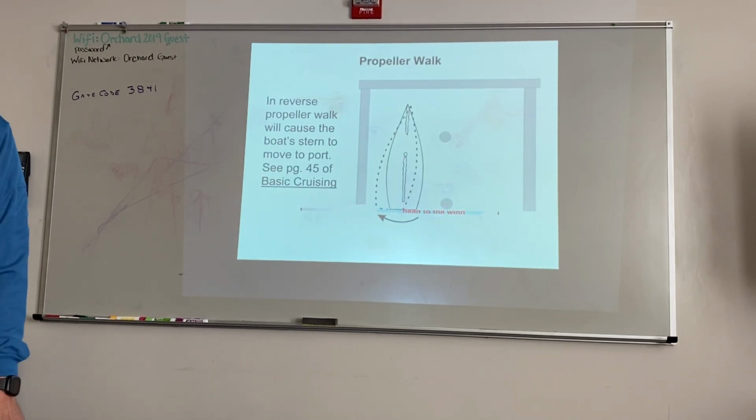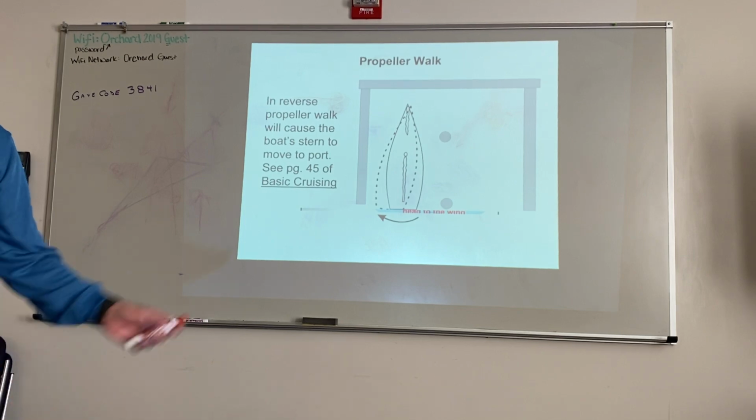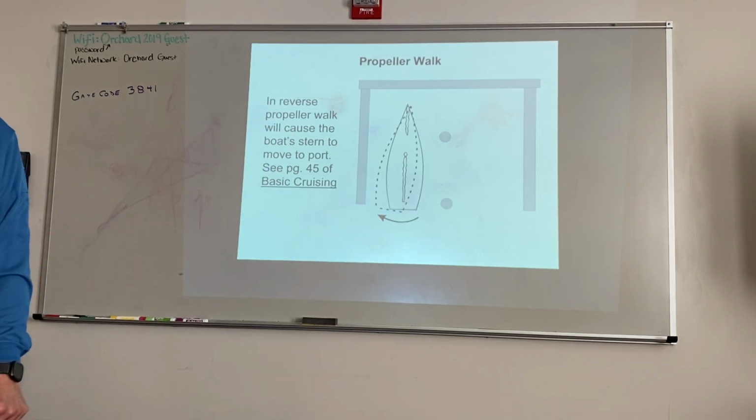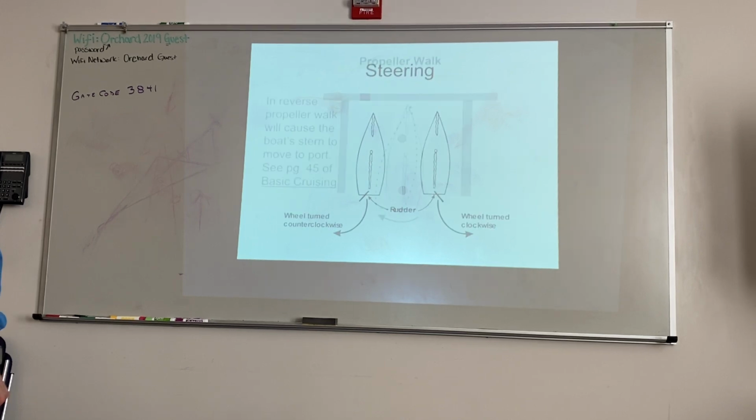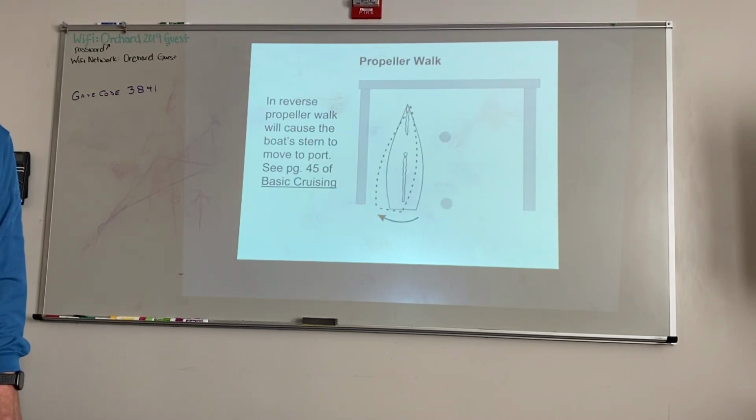Prop walk, I think we talked about this, right? On our boats, it's going to be to the left, to port. Would you be turning your wheel more in the opposite direction to compensate for that pull? Yeah, you may need to compensate a little bit when you're backing out. Instead of doing the usual, you would kind of fudge it the other way a little bit.